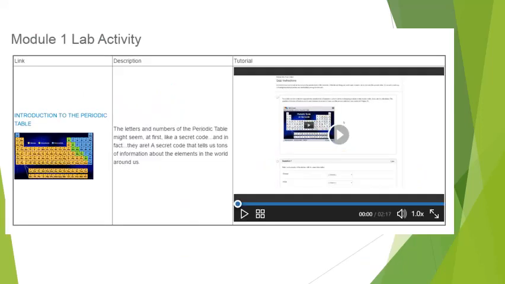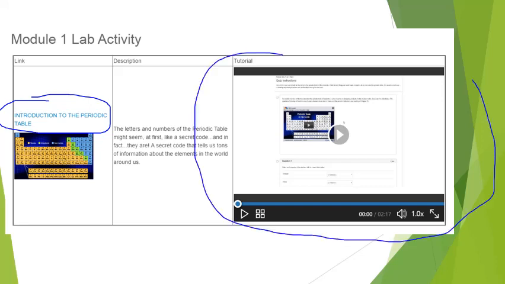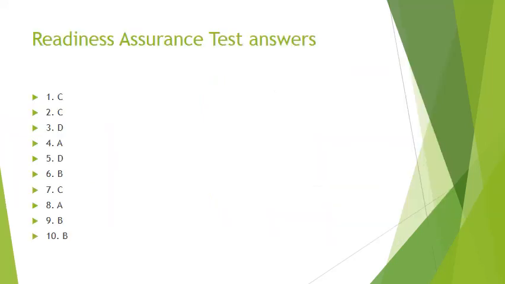Now that you've gotten through most of the Module 1 material in this lecture, I encourage you to move on to the lab activity. This is found under Module 1 in Canvas, and there's a link to the introduction to the periodic table. It's actually a little quiz. There's a video that accompanies this that you'll watch, then answer some questions about it. I encourage you to check out the tutorial, which will help you understand where you find the video and how to answer the questions that go along with it. So again, the Module 1 lab activity is your next stop.